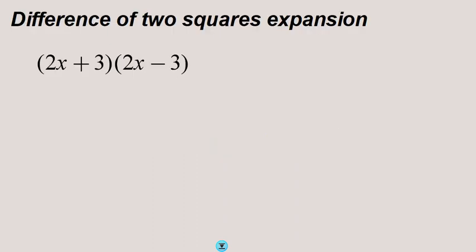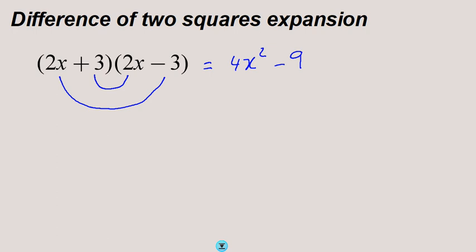You also know that there are other shortcuts. For example, the difference of 2 squares. Whenever you see 2 brackets that only differ by the sign, the x term will cancel out. In this case, the 6x will cancel out with the negative 6x, and you don't have to go through this. You simply write down the answer as 4x squared minus 9, and that's it. A difference of 2 squares.